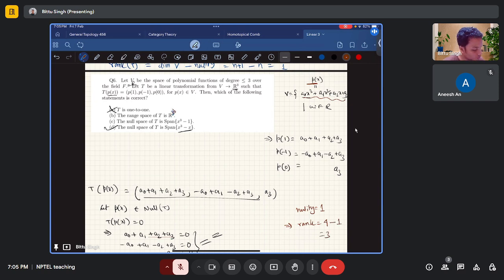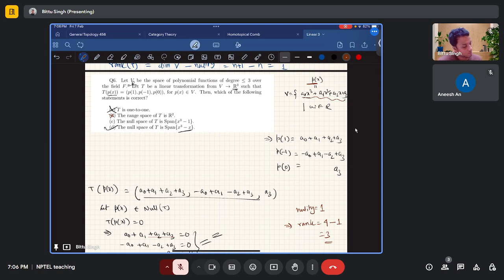So the option that the range space of T is R2 is not okay, because this is not possible. Rank will be 3, so this is also wrong. Rank 3 means it should be R3, the whole thing.